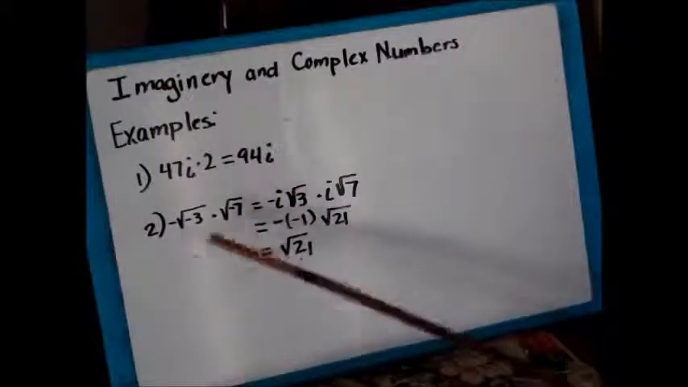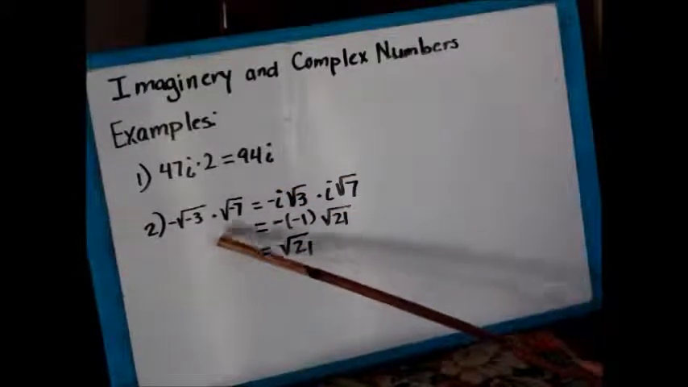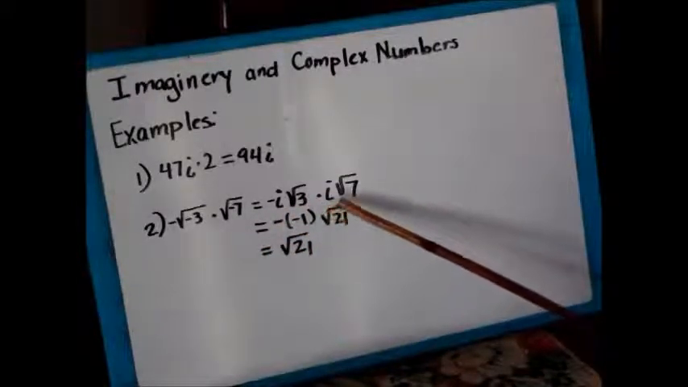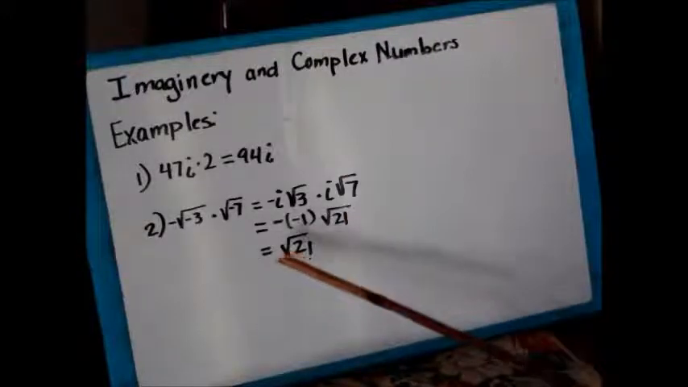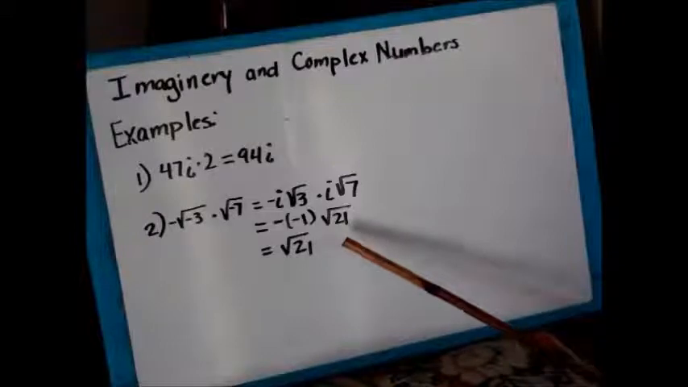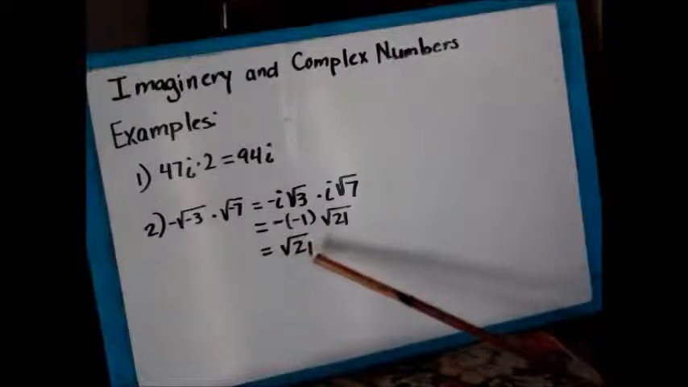Our second example, negative 1 times the square root of negative 3 times the square root of negative 7, equals negative i square root of 3 times i square root of 7. This equals negative 1 times the square root of 21, and our final answer is the square root of 21.